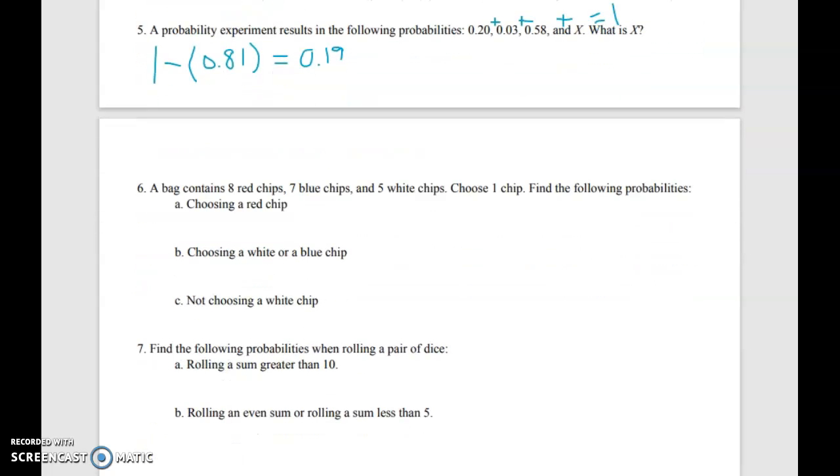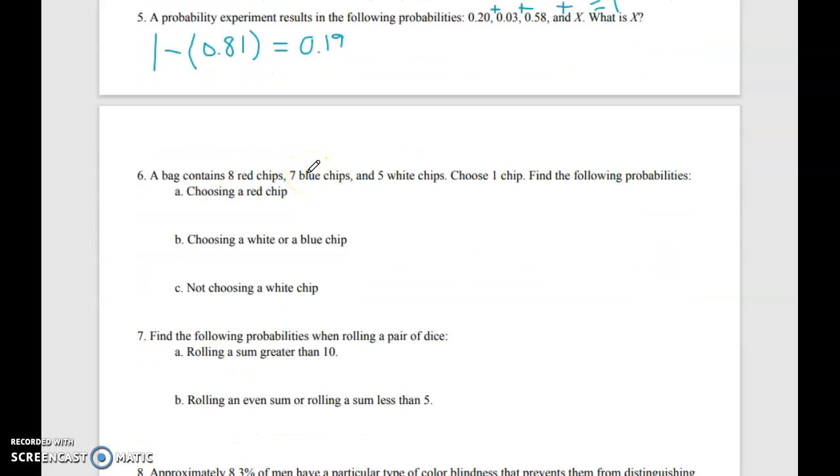All right, moving on. We got a bag contains 8 red chips, 7 blue chips, and 5 white chips. Choose 1 chip. Find the following probabilities. So a red chip. So that's red over the total. So there's 8 chips that are red. So that's 8 out of, it looks like 20 total. And then again, just like always, I have to reduce this so I can get 2 over 5 if I reduce 8 over 20.